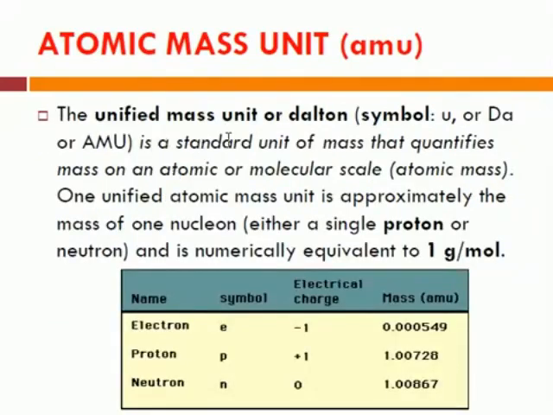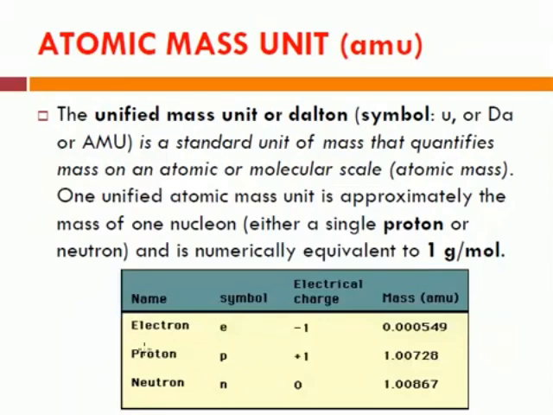The unified mass unit, or Dalton, whose symbol is u, Da, or amu, the atomic mass unit, is a standard unit of mass that quantifies mass on an atomic or molecular scale. One unified atomic mass unit is approximately the mass of one nucleon, either a single proton or neutron, and is numerically equivalent to 1 gram per mole. So 1 amu is equal to 1 gram per mole.